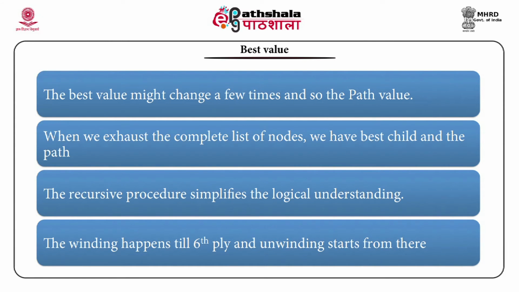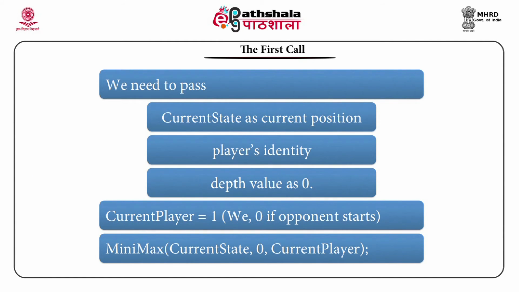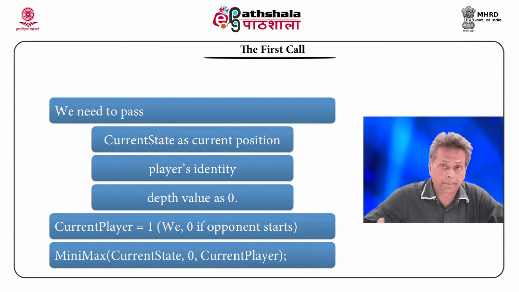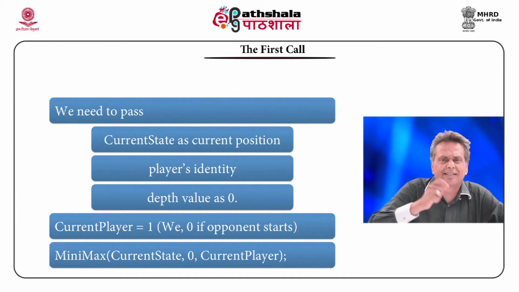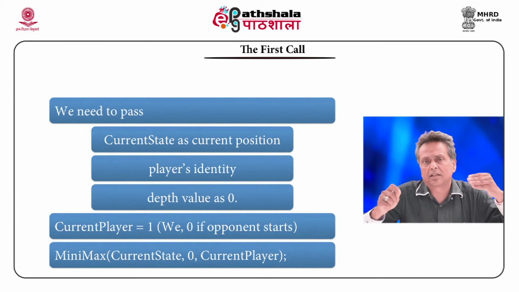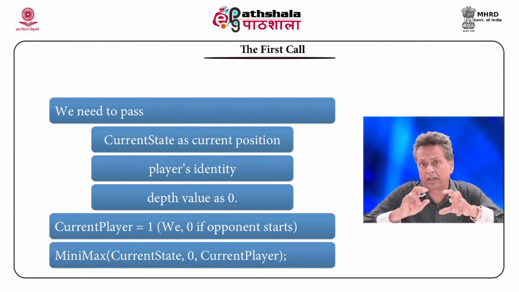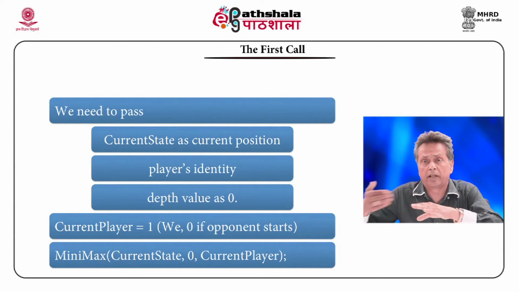Okay, the only point left out so far in this particular discussion is what will be the first call. There are 3 arguments passed to the algorithm: the current state, the depth value, and the current player's identity. Current state is the state on which the minimax is applied. 0 is the depth, we begin with 0. And the current player, player or the other one.